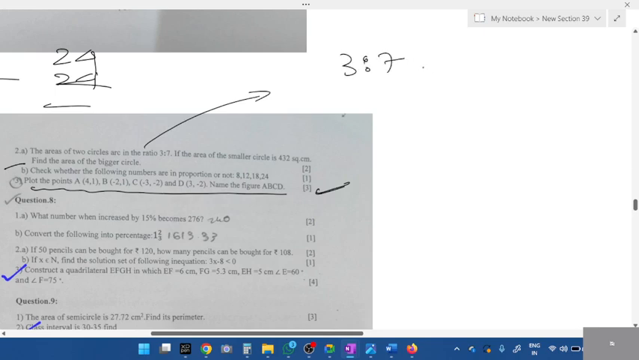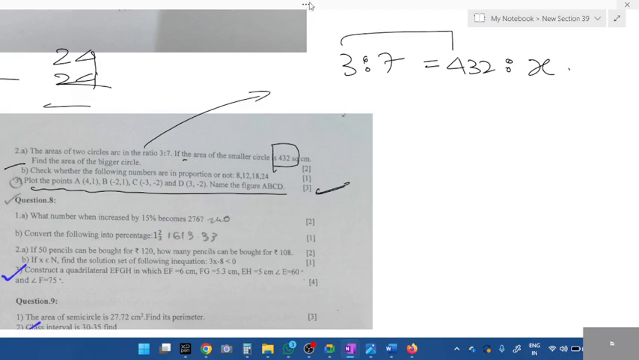We don't use any formula here. If the area of the smaller circle is 432, which is smaller, 3 or 7? 3 is smaller. So wherever 3 is written, there you write 432, and 7 is x, students. Take it as x. No need to write a formula. This is the proportion chapter. Product of means is equal to product of extremes.